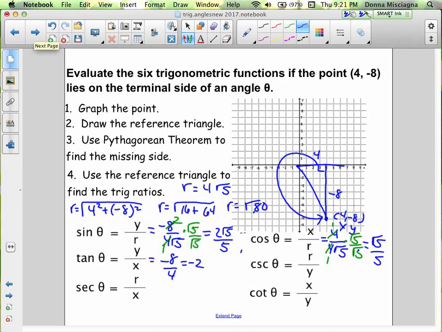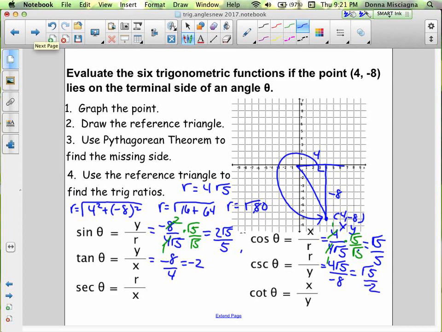Cosecant is just the reciprocal of sine. We're just going to flip them. I'll write it as before it's reduced, and then we'll just reduce it. So this would be 4 square roots of 5, because it's the r. I want to make sure you understand where everything comes from. And then over negative 8. Now we wouldn't have to rationalize it anyway. That would just reduce. That would be the square root of 5 over negative 2.